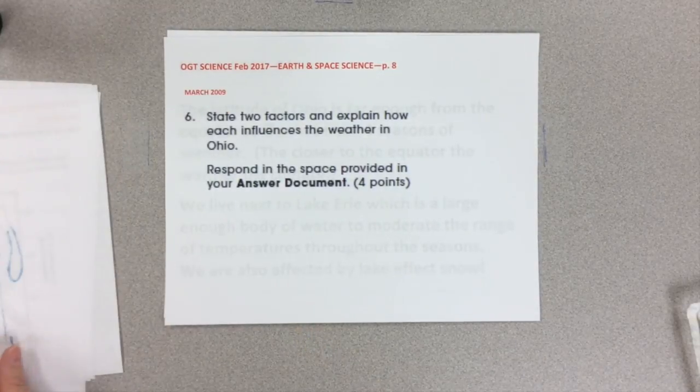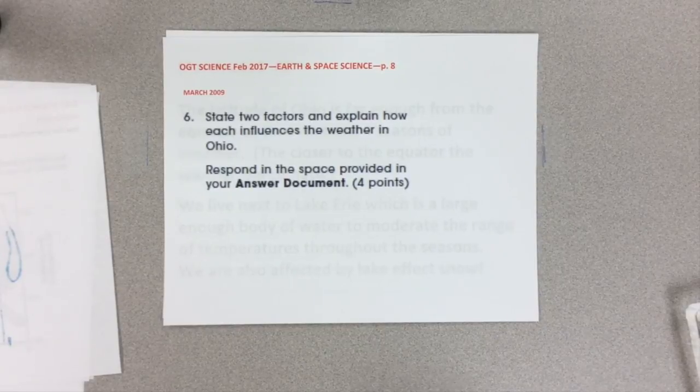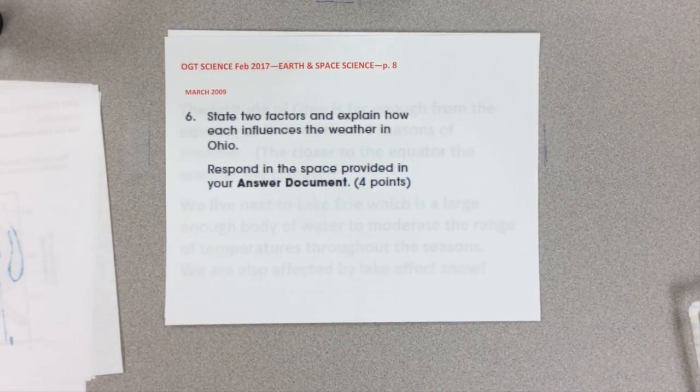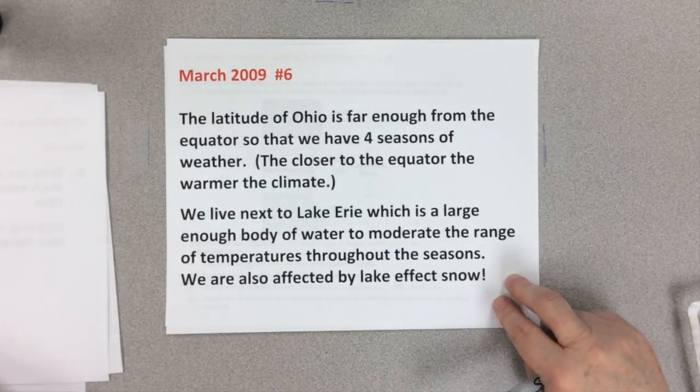Number 6, another short answer. It says state 2 factors and explain how each influences the weather in Ohio. So there are a lot of things that do affect weather. Remember, we just talked about the higher your elevation, the cooler you get. We talked about being closer to the equator, which makes you warmer. So I put a few things down here.